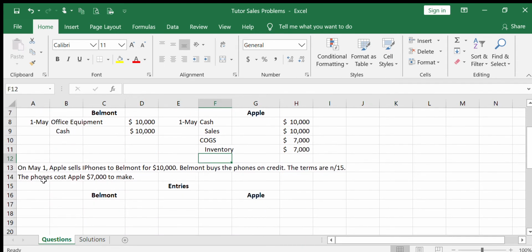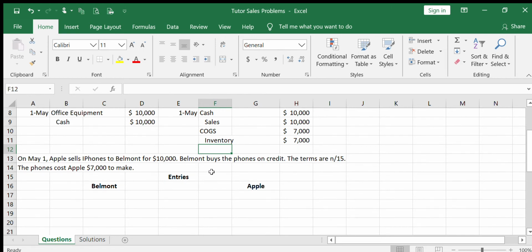So it's the same concept. On May 1st, Apple sells iPhones to Belmont for $10,000. Belmont buys the phones on credit, though, instead of cash, and the terms are N/15. So that means that they have 15 days to give Apple cash for these phones. They basically are saying that we owe you, and we owe you the money until 15 days are up.